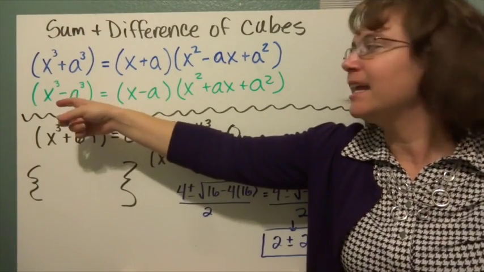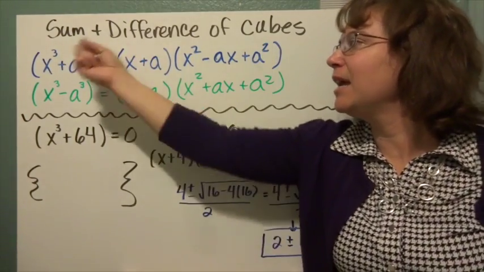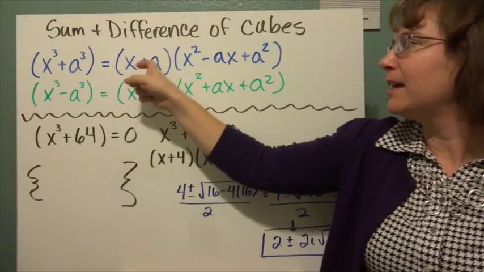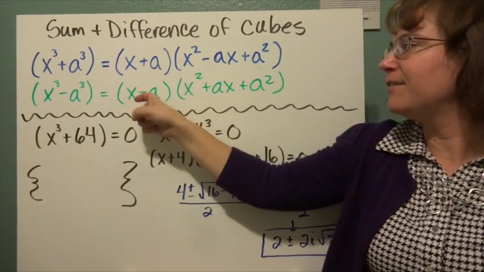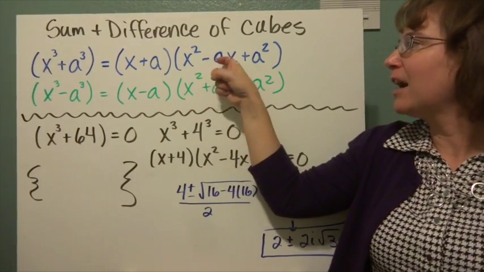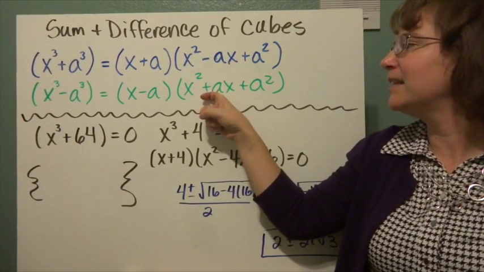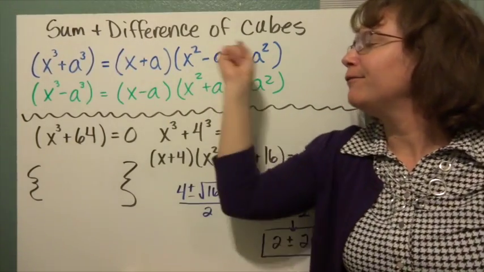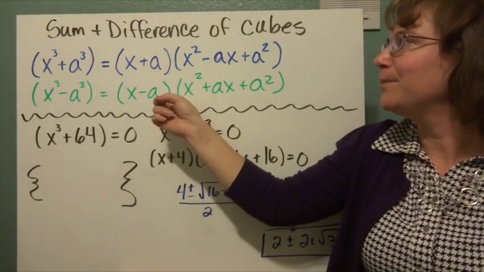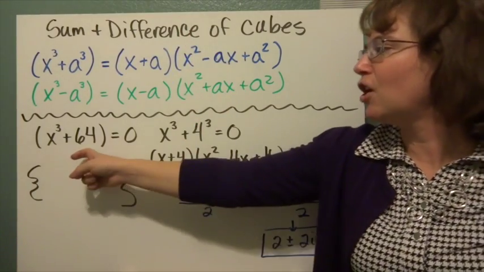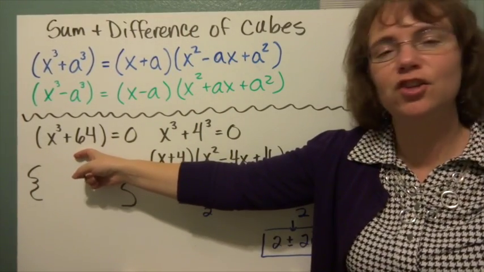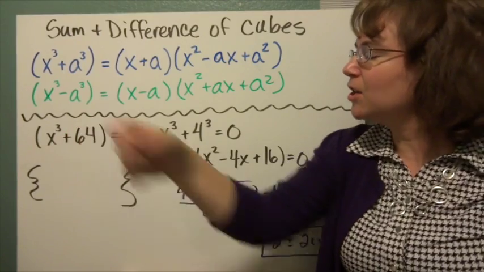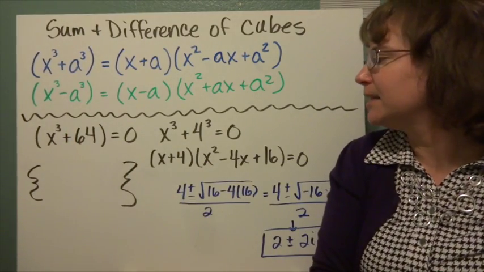Now, when a is negative, we could actually use this same formula right here, because if a is negative, instead of a positive a, I'm going to have a negative a. And here, I'm going to have a positive number instead of a negative number. So really, this is the same as the above one. a is just negative in this one. And so we're going to use this to solve this cubic equation right here. So I have x cubed plus 64 equals 0.